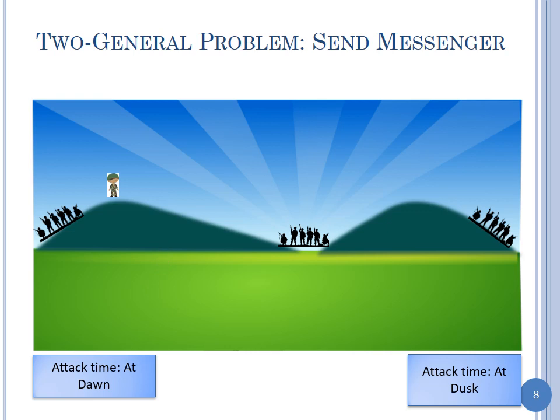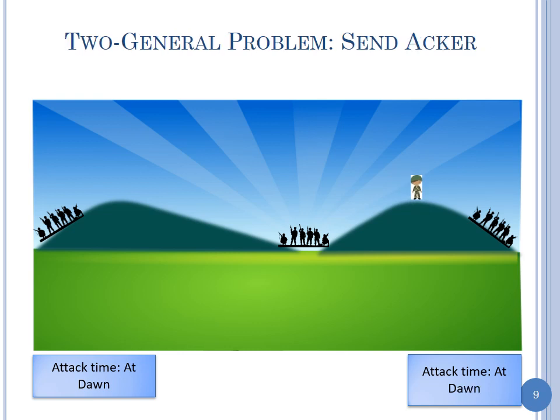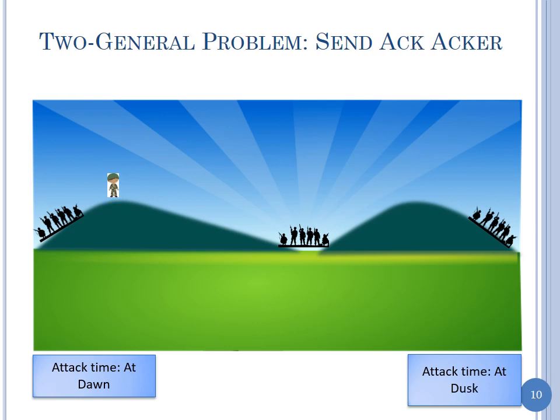So let's say the general says, okay, attack time is dawn, and the messenger reaches there. So the other general also says, okay, this is dawn. But the first general doesn't really know that the other general received the message, because this messenger might have been captured. So the following general sends another messenger saying, hey, I received your message. And now you see where the impossibility comes in. Now the second general doesn't know that the first general received the message. So we send another messenger. And this can go on infinitely, and they would never really know whether consensus has been reached or not.